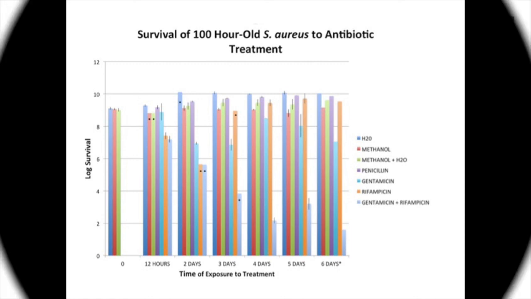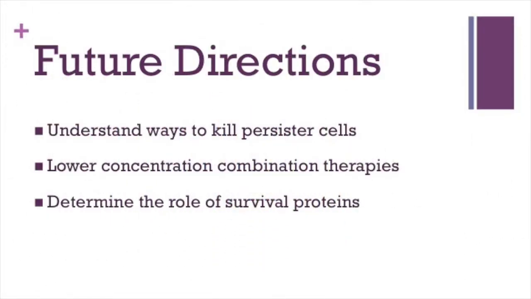Understanding ways to kill persister cells is paramount to developing appropriate antimicrobial therapies for curing the many devastating chronic infections that are currently causing a high rate of morbidity and mortality throughout the world. In the future, lower concentrations of antibiotic treatments should be explored to identify combination therapies that can be used to cure chronic infections in humans. Additionally, further experimentation should be conducted to determine whether or not survival proteins are responsible for maintenance of the long-term survival phase in persister cells.